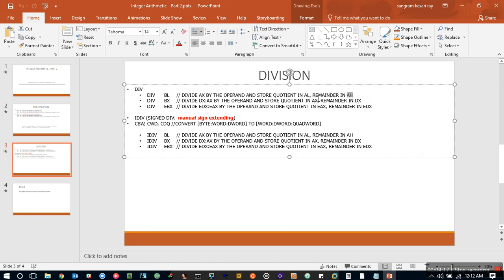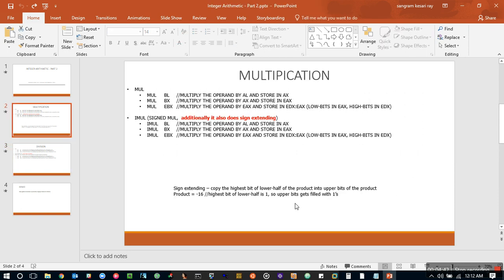Now as you can see over here, AH and AL are part of one register, but here we are using 2 different registers. Same thing happens for this as well. We'll see that in the demo, and we will have more clarity. And here also we have a concept of sign extending, like taking the most significant bit of the lower half, like we discussed over here.